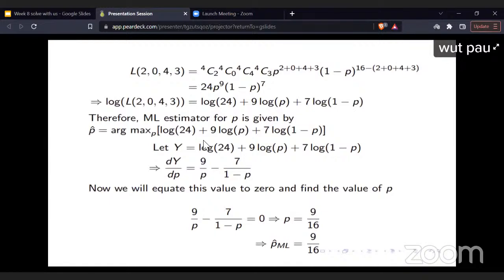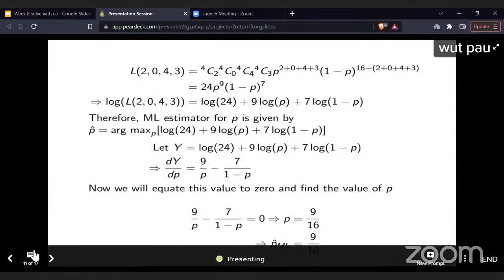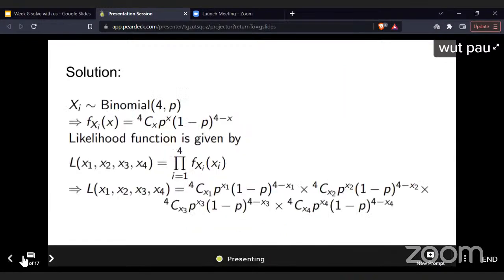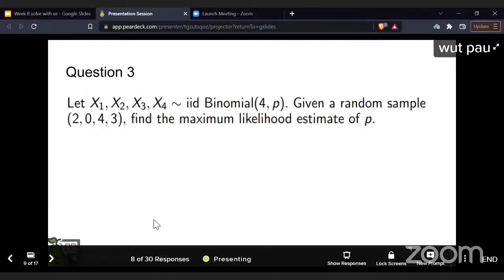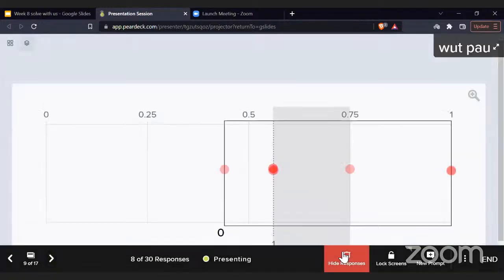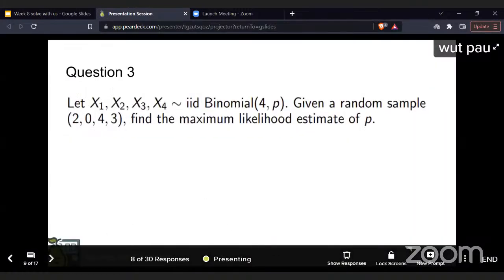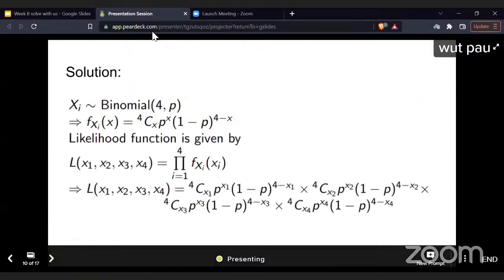So 9 divided by 16 comes out to be 0.5625. How many of you are getting 0.5625? Yes, ma'am, I got it. Okay. Others? Ma'am, I got it too. Yes, ma'am, 9 by 16.